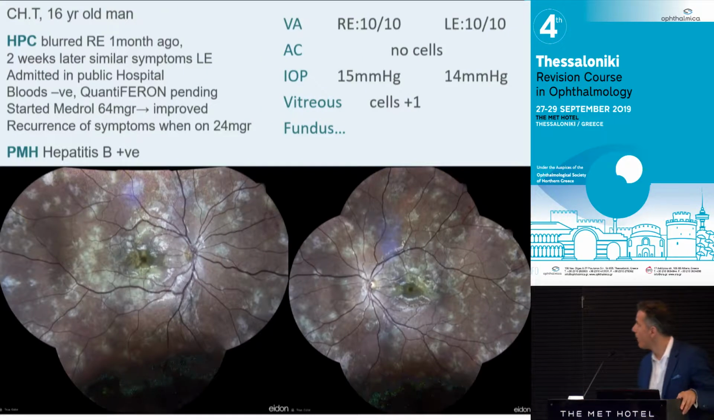So he has multiple... is there a cursor? Yeah, there's a cursor. Multiple yellow, creamy, white chorioretinal lesions, which extend from the posterior pole up to the periphery.